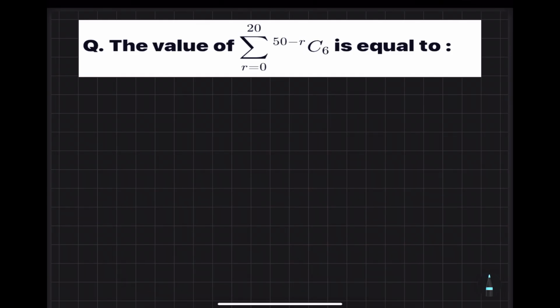So we got this question: the value of summation r from 0 to 20 of (50 minus r) C 6 is equal to. Okay, let's see how we will approach this question.